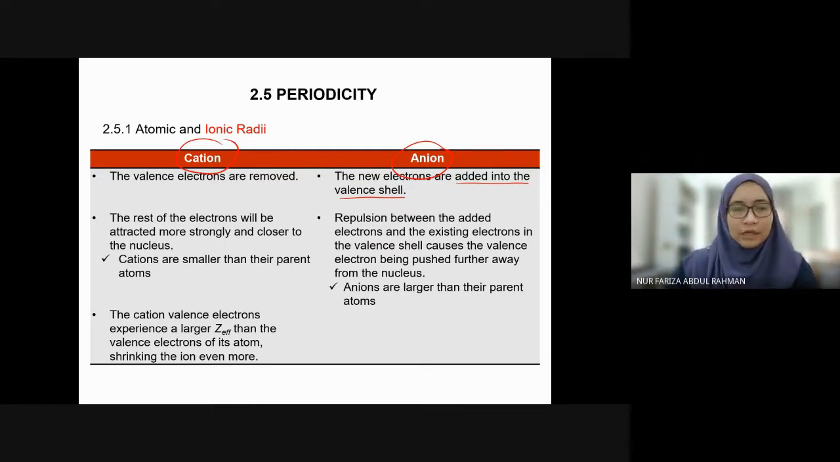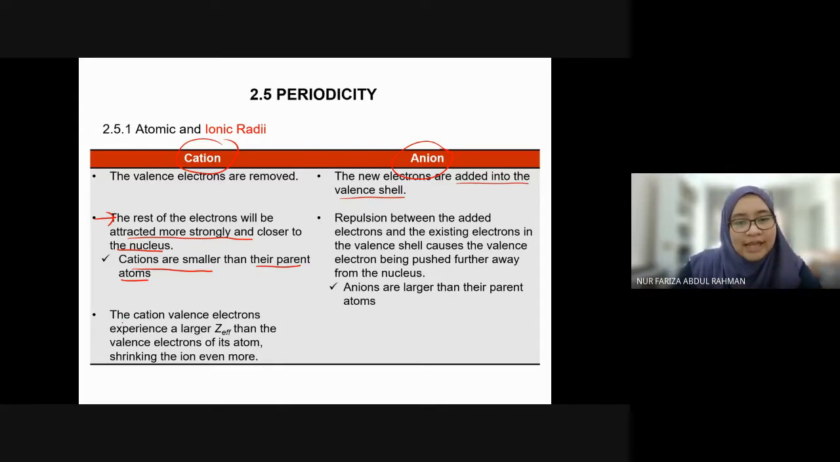Okay. So that is the idea of the size of atomic and ionic radii. We have cation and anion. So the rest of the electron for the cation will be attracted more strongly and closer to the nucleus. So by right, cations are smaller than their parent atom. Parent means original atom. Because the original atom has extra electron. When it becomes cation, the electron has been removed. So that's why the size becomes smaller.